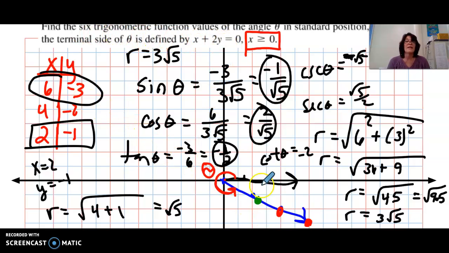You draw a line, and you kind of have two choices for the angle. So they'll tell you whether the x is supposed to be positive or negative, and then that'll give you the rest. Okay?